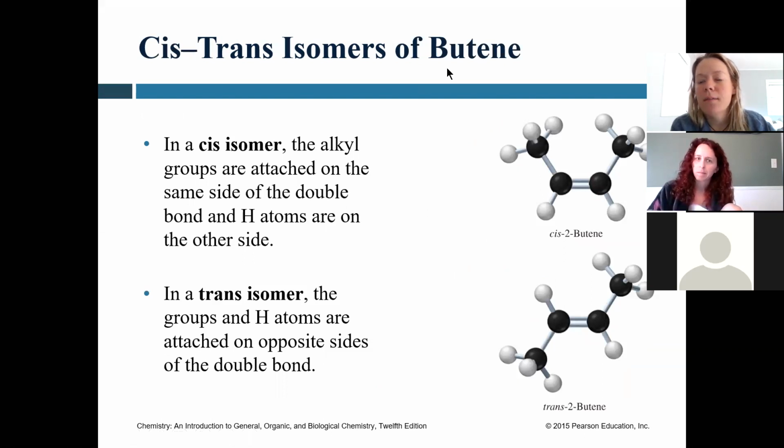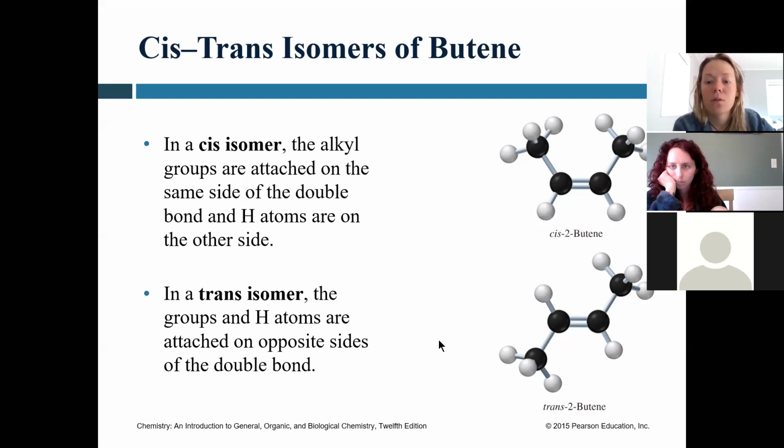If we look at butene, specifically 2-butene, which has its double bond in the center, we can have cis-2-butene. Do you see how it's pointing up? Same side. And then trans is when you make the opposite side sort of jagged shape. So it is important to be able to identify cis and trans.